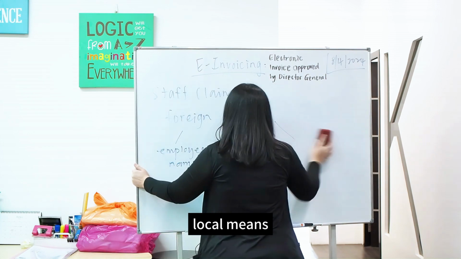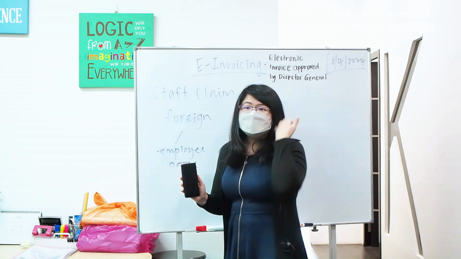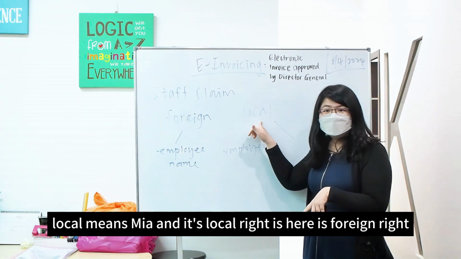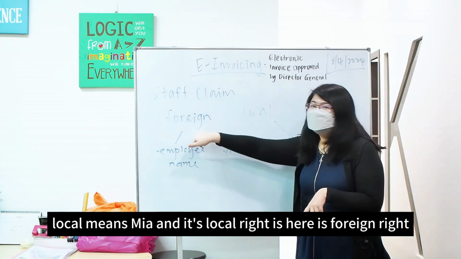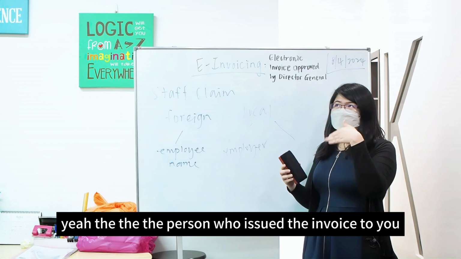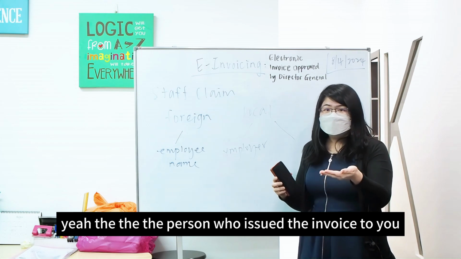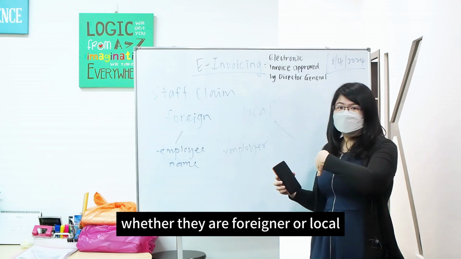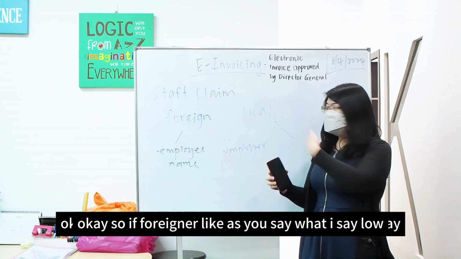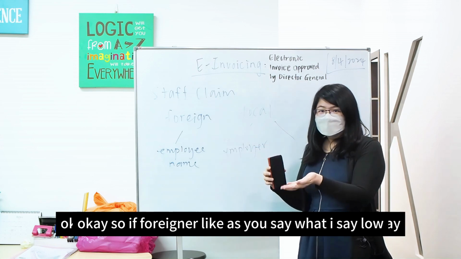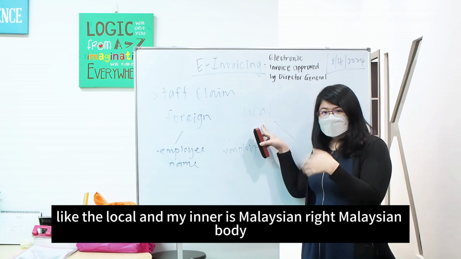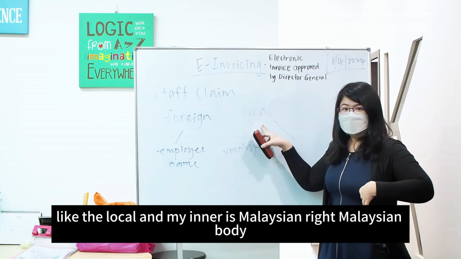Local claim means what? Local means MIA, right? ACCA is foreign, right? It depends on the person who issued the invoice to you, whether they are foreigner or local. So if foreigner, like ACCA, okay, while the local MIA is Malaysian, right? Malaysian body. Is there any other?